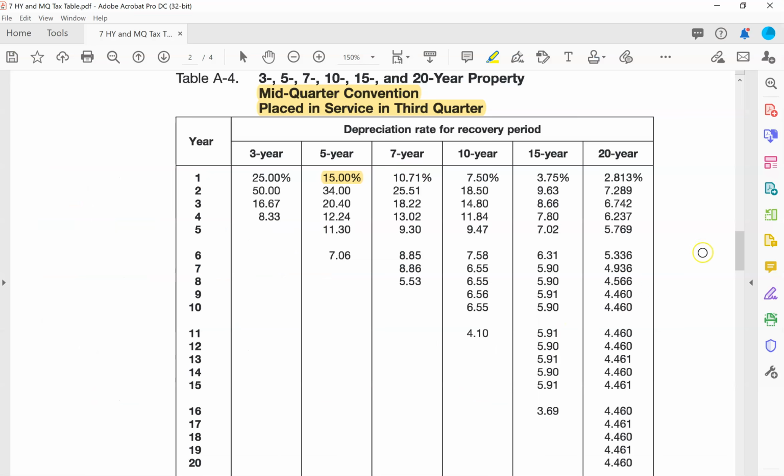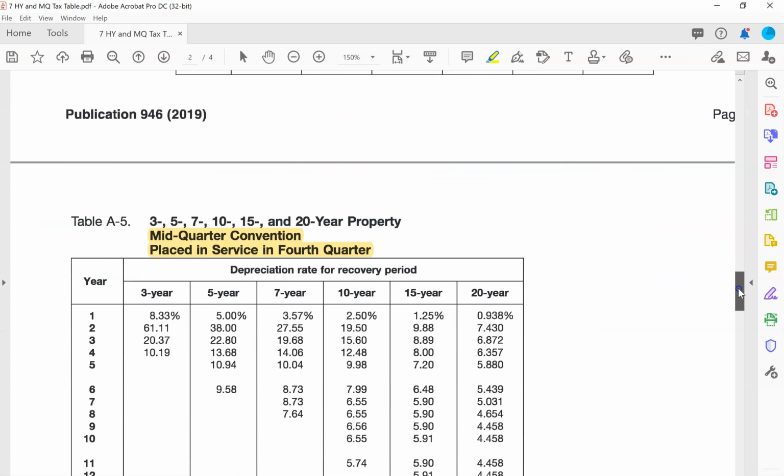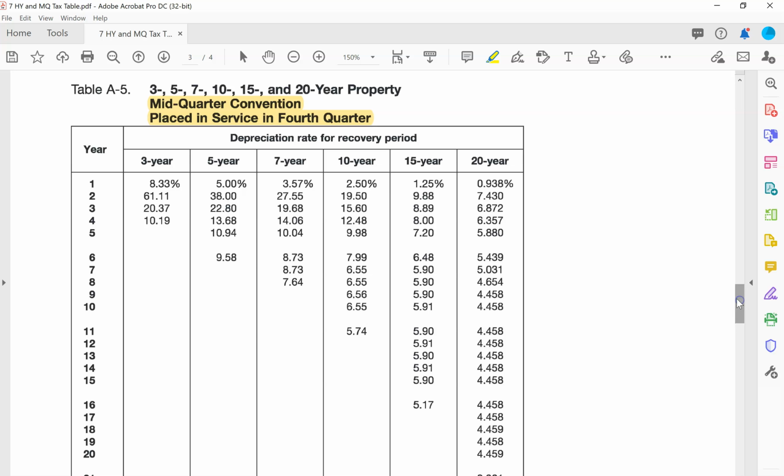So we're going to pop over here, and we're going to find that fourth quarter table. So this is placed in service fourth quarter. Again, we're still hanging out here in year 1, but this time we're in a 7-year asset. And you can see the depreciation is significantly lower for the fourth quarter because you're not going to be allowed to take as much depreciation for something that was placed in service at the end of the year.